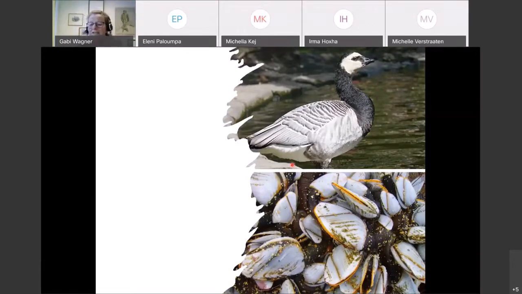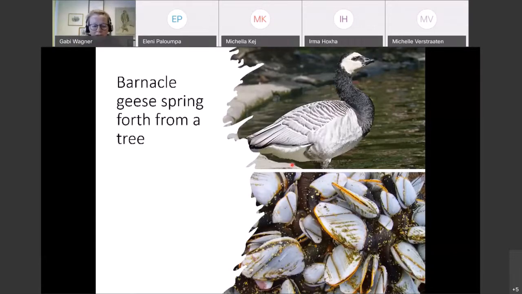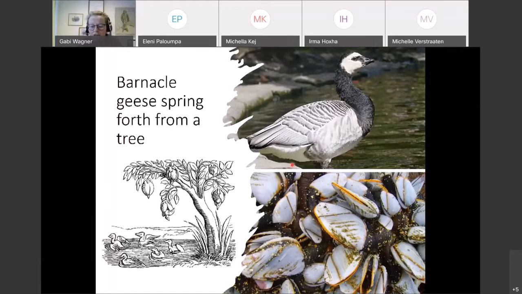And the idea that developed was that the barnacle goose springs forth from a tree that carries these barnacle fruit, and from those fruit, when they're ripe, the goose emerges and washes up on the shores of Ireland. And thus the goose has become the barnacle goose, and the barnacles have become the goose barnacles. So here we've got a right collection of crazy stories. What was really needed was a scientific approach.